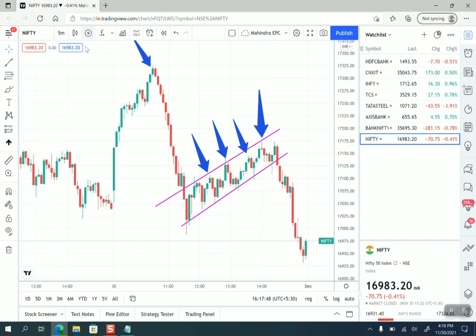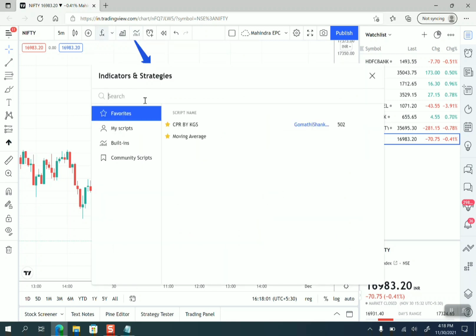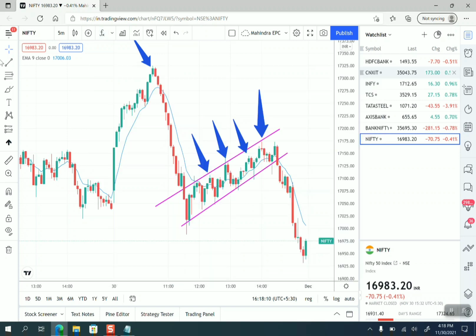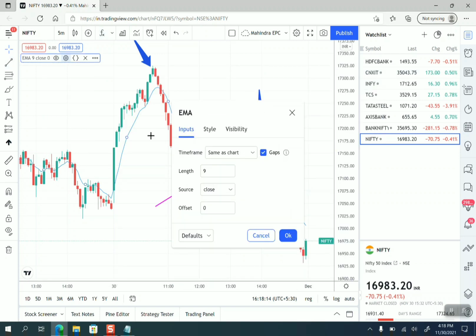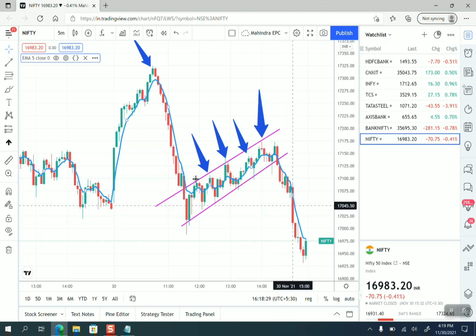Coming to TradingView, to add this, just make sure you have the 5-minute chart open. Then go to the indicators and type EMA, moving average exponential. Select this, and it will show over here. Come to the settings and make the length 5. Style, whatever you want you can keep. I will take it a little bit broader. So this is the line that we are getting. Now let's remove all the drawings.